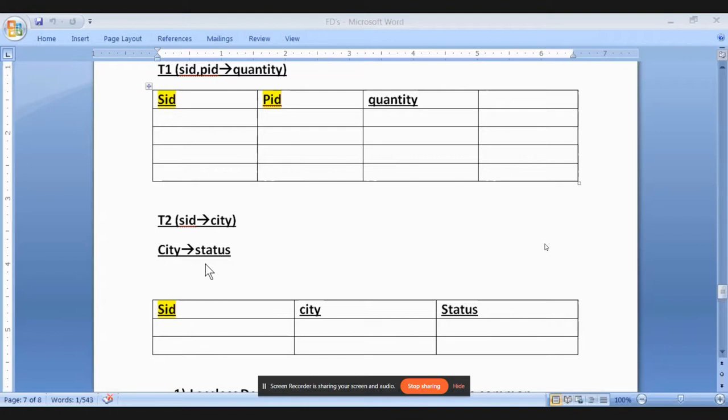And what about city to status? Status is a non-key and city is also a non-key. So it is not creating a problem in 2NF. Hence, the T2 table is in 2NF. Understood? Yes, ma'am. Shagun? Yes, ma'am.